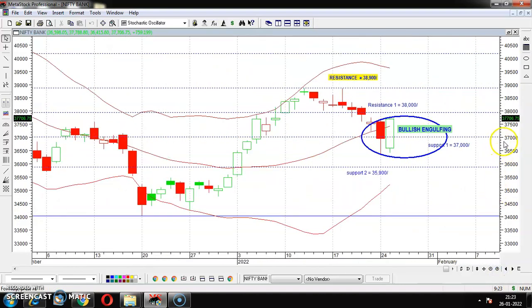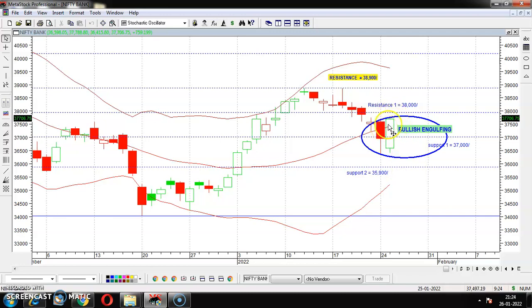What is the level of the 38.2% Fibonacci retracement zone? That is 37,000. What was the close of this candle? The close was 37,706. So it means it is trading above this level, which is a really positive sign. As long as Bank Nifty trades above this particular level, that is the 38.2% Fibonacci retracement zone, which is a golden ratio, there is a possibility of a move towards the upside.